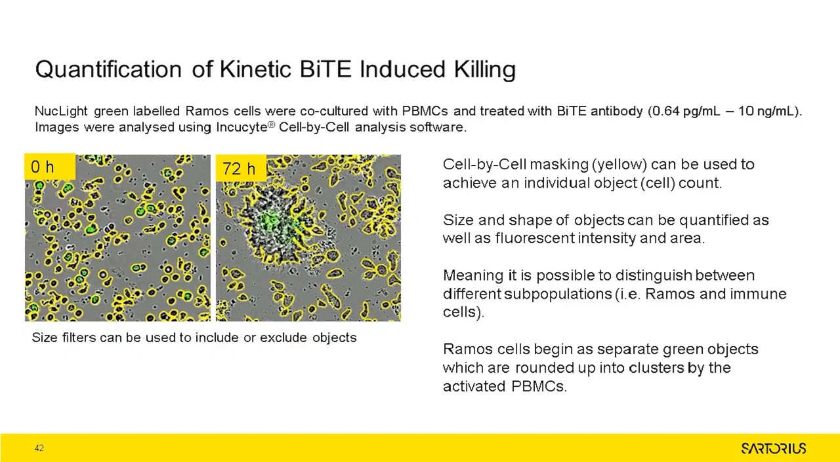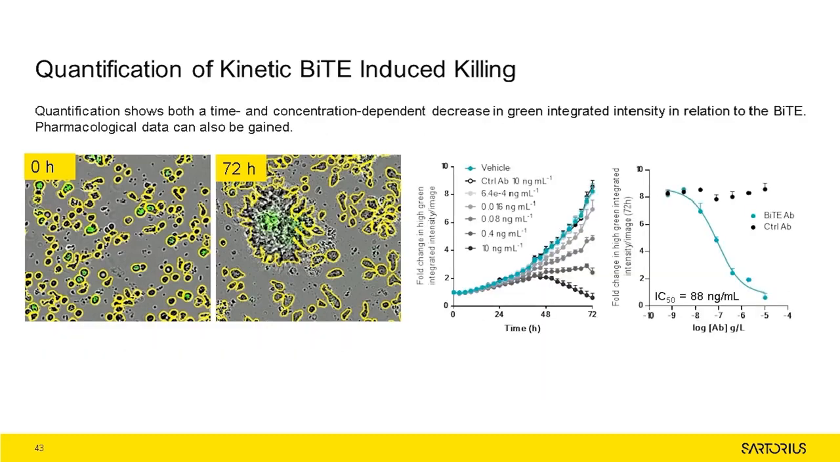In these two images, we can see how the Ramos cells start as individual green objects, but are then rounded up into clusters by the activated PBMCs. This change in behaviour can then be quantified by looking at the fold change in green integrated intensity, and this metric allows for the fact that we lose definition of the individual green objects as they cluster.